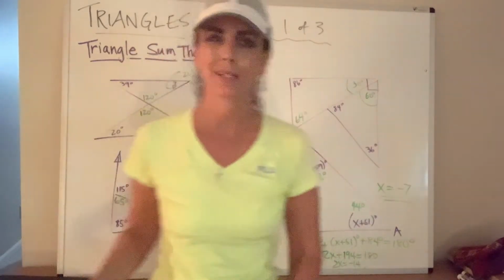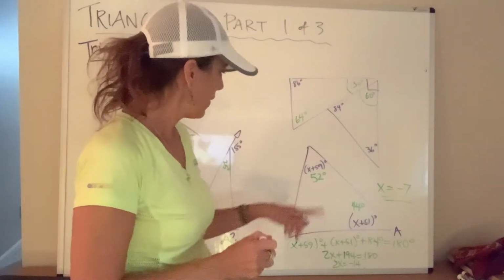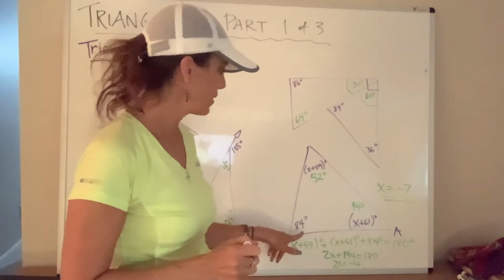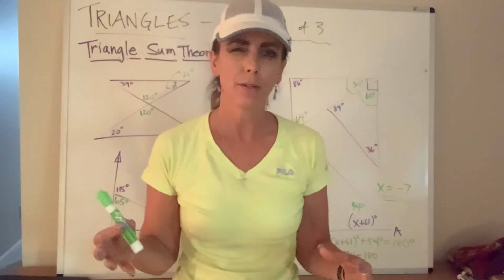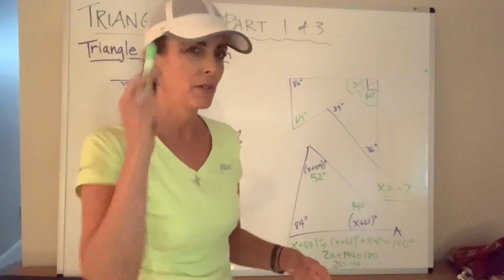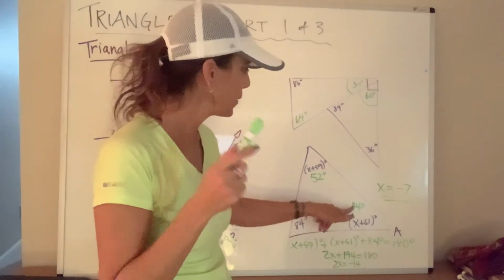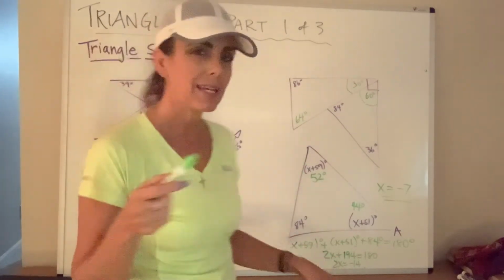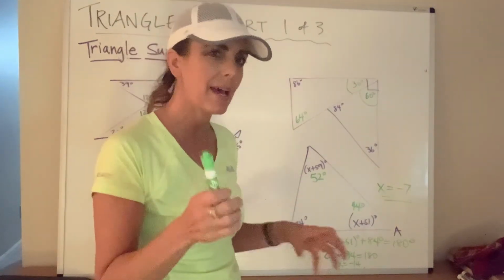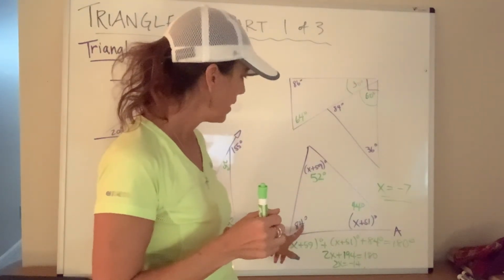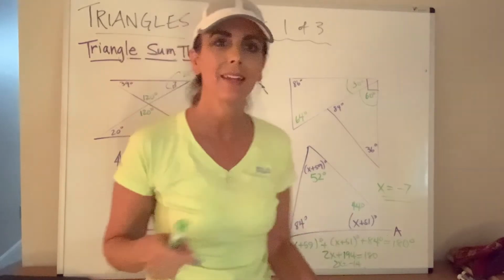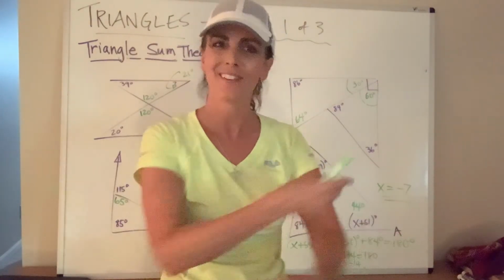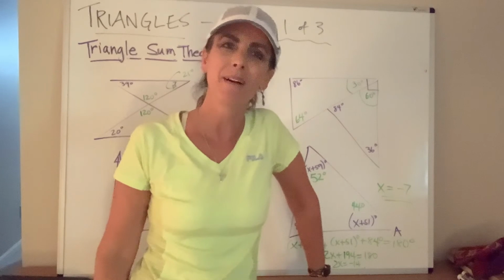And let's just do a quick double check. 52 degrees plus 44 degrees plus 84 degrees. Does that equal 180? Well, I'm going to do some quick mental math. 50 plus 40 is 90. Plus 80, that's 170. Now let's add the change, the ones. 4 plus 2 plus 4, that's 10. So I've got 170 plus 10 is 180 degrees. That's exactly what I wanted.